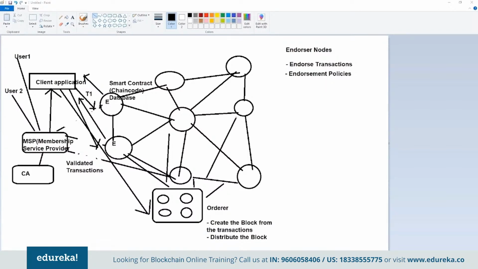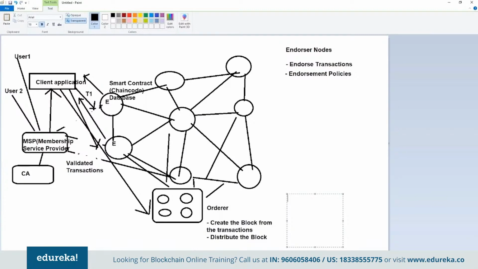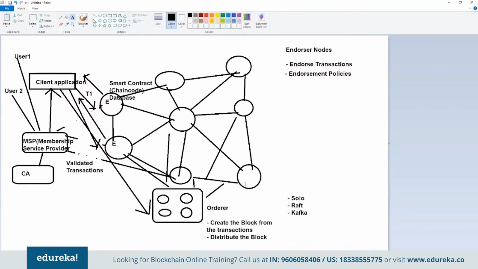There can be different kinds of ordering service. For example, there are three prominent ordering services that we use. So they are Solo, Raft, and Kafka. These are the three prominent ordering services that you generally use. Solo is where you just have one node which is creating the blocks and distributing them across. Raft and Kafka are fault tolerant services where you have multiple nodes creating the blocks, running some kind of a Byzantine problem algorithm on those transactions before getting them distributed to the entire network.